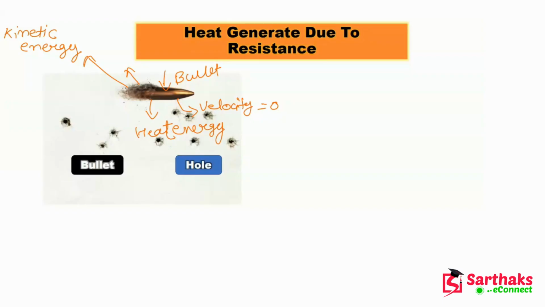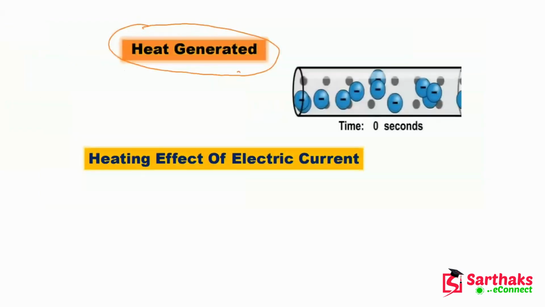The same thing happens in this case. When electrons move inside a wire, they collide with the particles. Because of this collision, heat is generated. Why is the heat generated here? Because of the collision of the electrons with the particles. I hope you understand the heating effect of electric current.